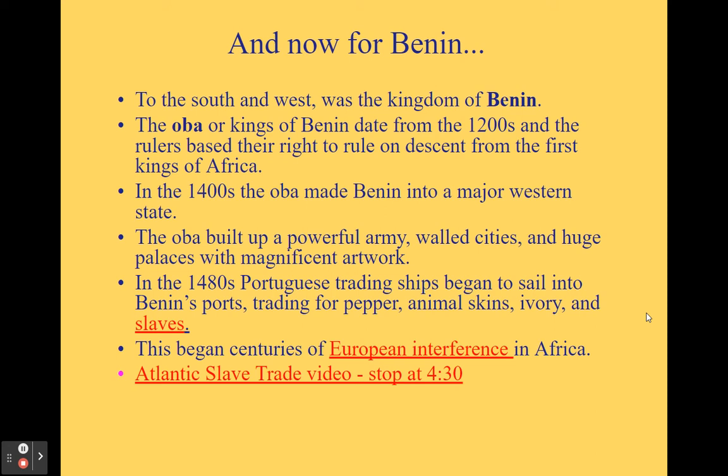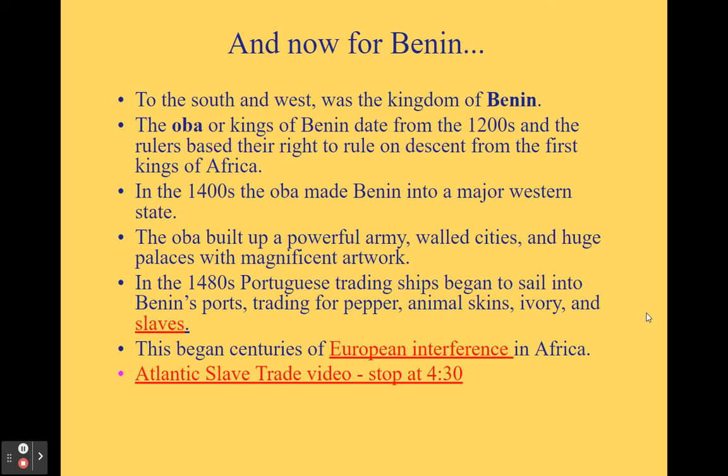Now, one empire that isn't mentioned in our standards, but we do need to talk about because it has a humongous impact on the age of exploration and also American history, is Benin. To the south and the west was the kingdom of Benin. The Oba, or kings of Benin, date from the 1200s, and the rulers based their right to rule on descent from the first kings of Africa. So they were claiming their right to rule due to their family lineage, their ancestors. In the 1400s, the Oba, or king, made Benin into a major Western state.